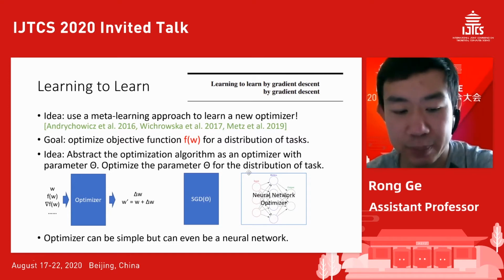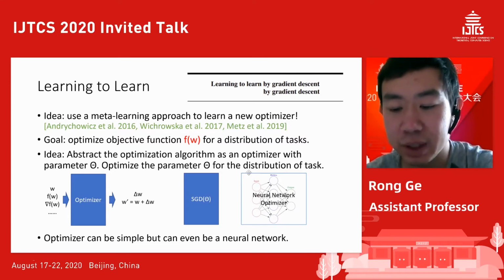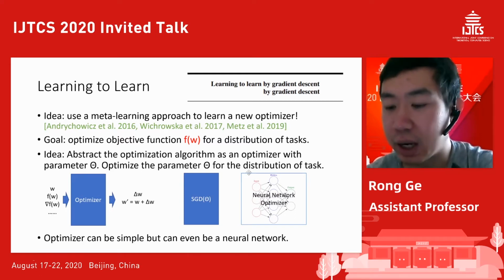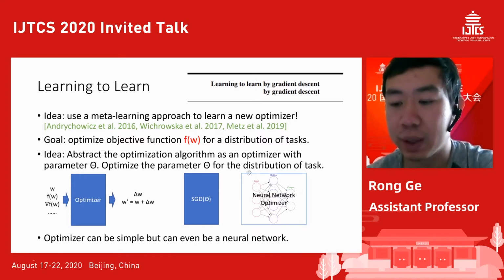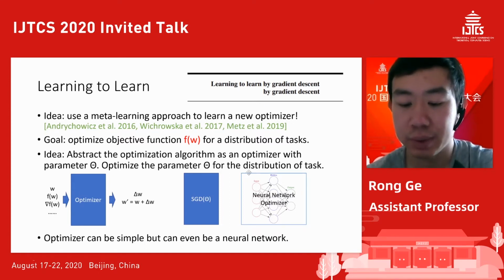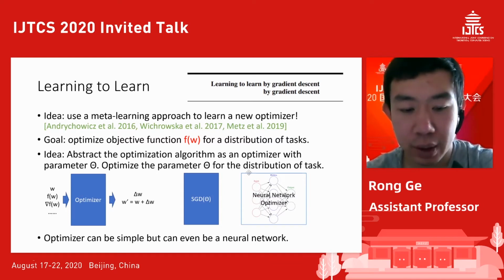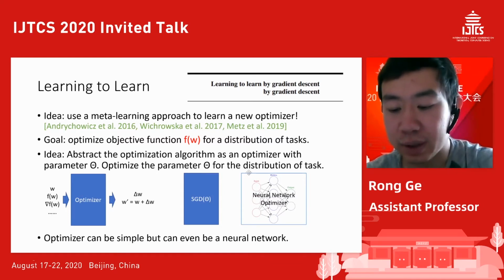But in this meta-learning approach, people more often actually use a very complicated optimizer that involves multi-layer neural networks and use this neural network to actually compute what is the next point that you want to go to. Okay, so that's the learning to learn approach.